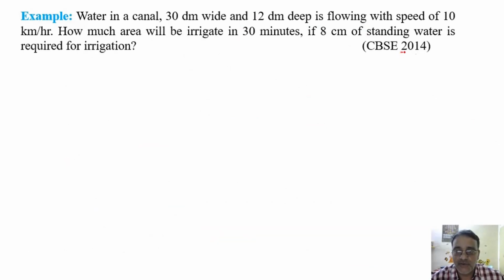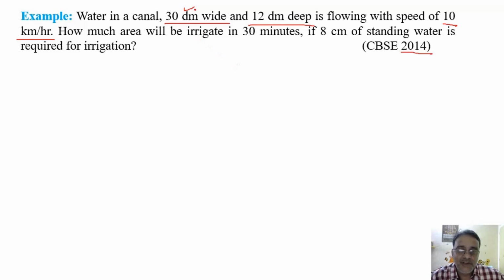Now we'll move towards next important question. This is 2014 question. It was there in 13 also, and in 14 also. Water in a canal 30 decimeter wide, 12 decimeter deep is flowing with a speed of 10 kilometer per hour. 1 decimeter is equal to how many centimeter? 1 decimeter is equal to 10 centimeter.